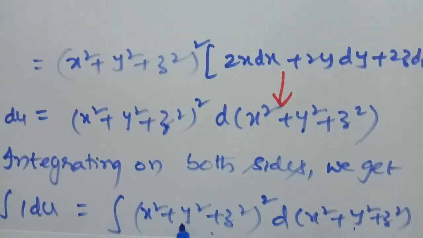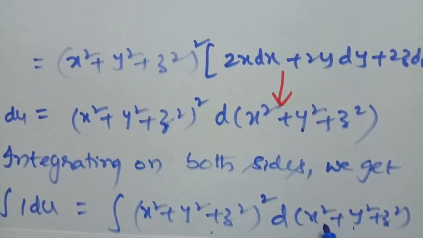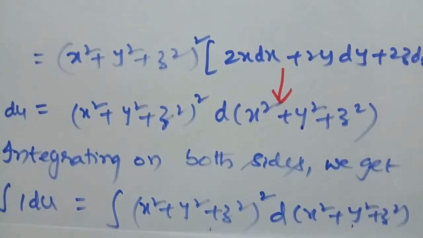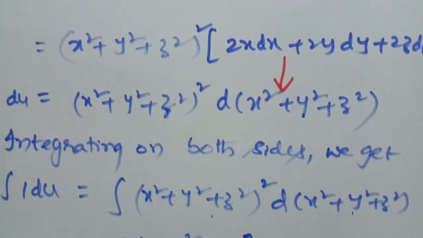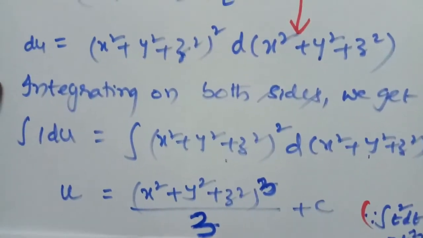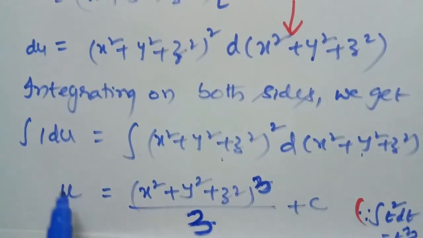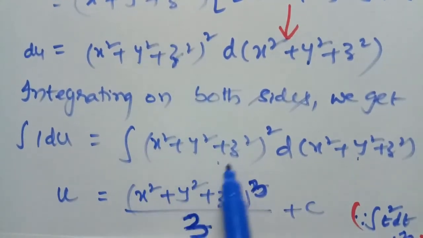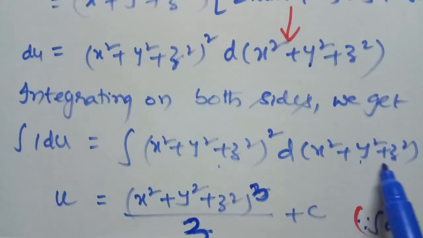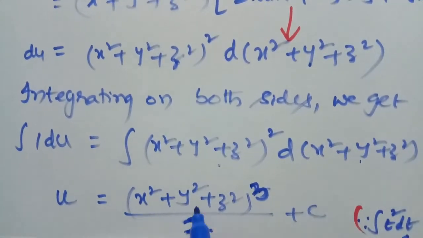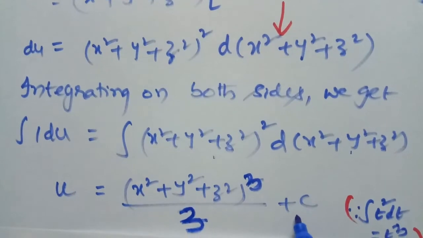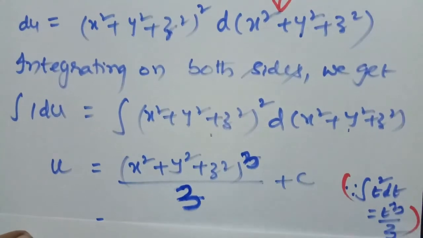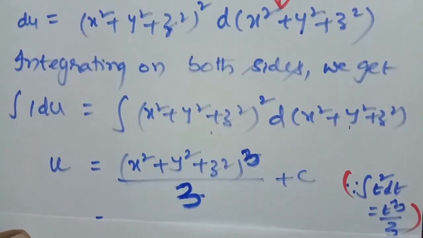Similarly, the integration of (x² + y² + z²)² with respect to x² + y² + z² is (x² + y² + z²)³/3 plus a constant of integration. Therefore, the left hand side becomes u, the integration of 1 with respect to u. Since the integration of t² dt is equal to t³/3, we are using the same formula.